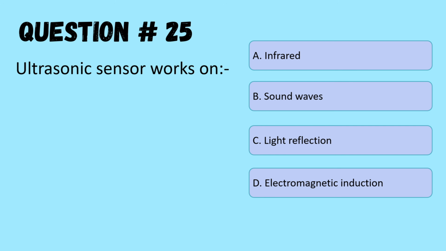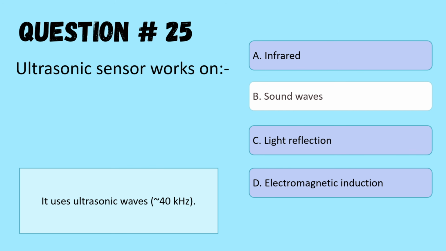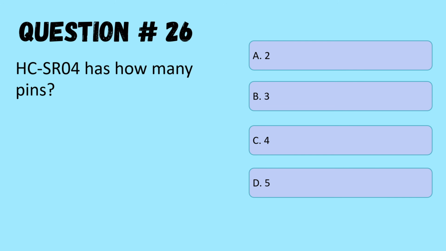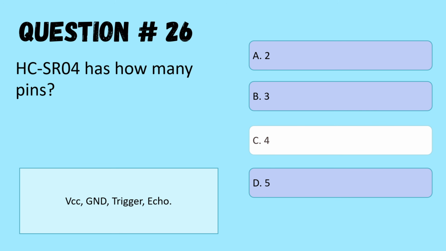Next question is: ultrasonic sensor works on infrared, sound wave, light reflection, or electromagnetic induction. So the correct option is option B, sound waves. So we are moving to the next question. Next question is: HC-SR04 has how many pins? Options are 2, 3, 4, or 5. So the correct option is option C, 4. So we are moving to the next question.